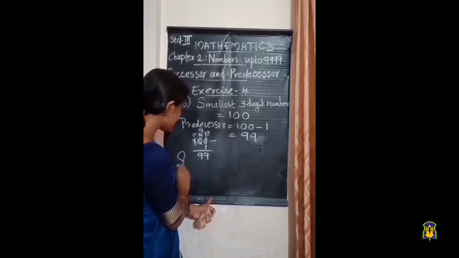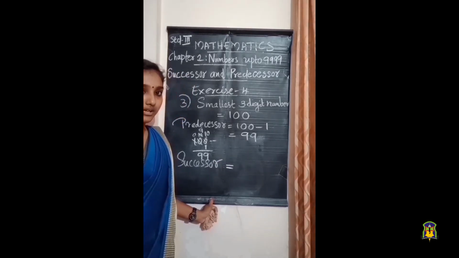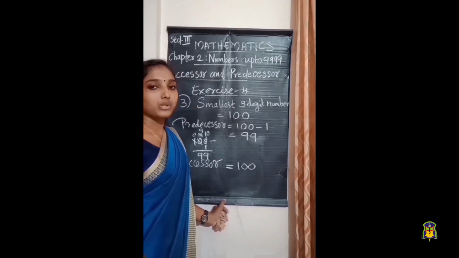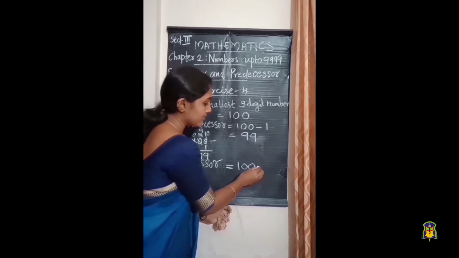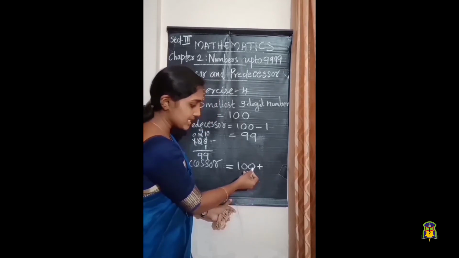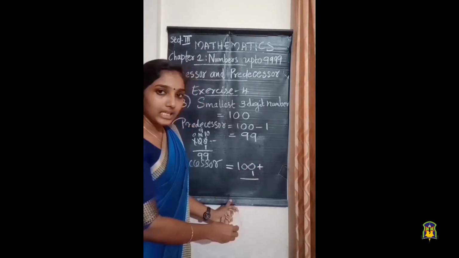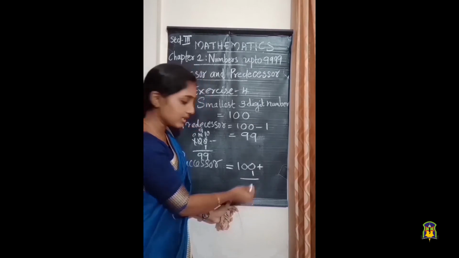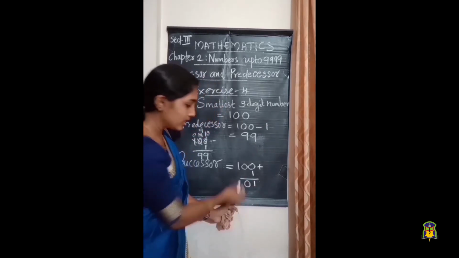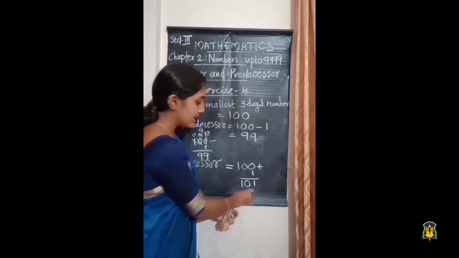Okay. And next, we have to find the successor also. We have to find the successor of 100, isn't it? What we have to do to find the successor? We have to add 1 to the given number. So 100 plus 1. What is 0 plus 1? When we are adding any number to 0, the answer will be that number itself. So 0 plus 1 is 1. Then 0, 0. Then in hundreds place, it's again 1. So 100 plus 1 is 101.